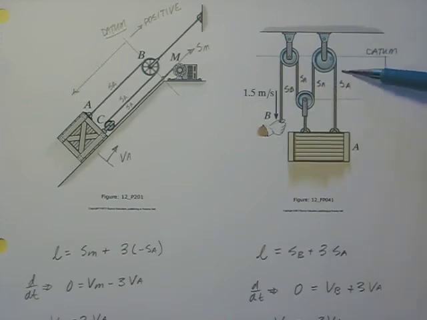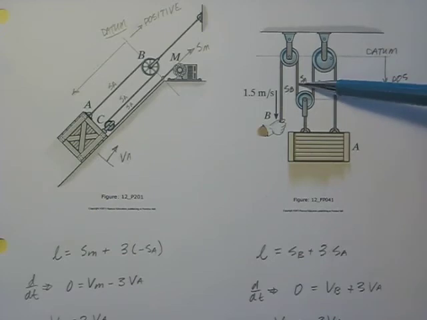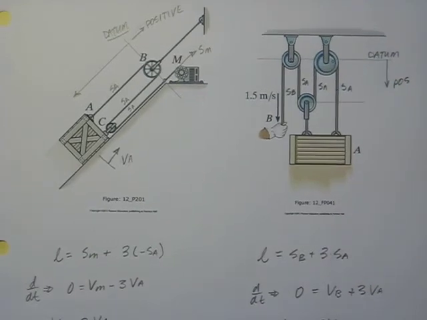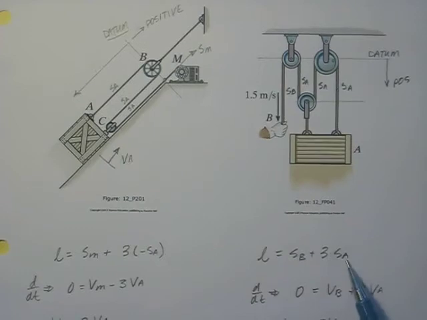So SA from our datum goes all the way down to here, and I got 3 of them. That's going to be the length of the rope. And then the length of B goes down this way. Again, we don't have to define the actual length. What we're doing is we're just finding the relative, how they change lengths. So I can say that the length is equal to this distance for B plus 3 times the distance for A.